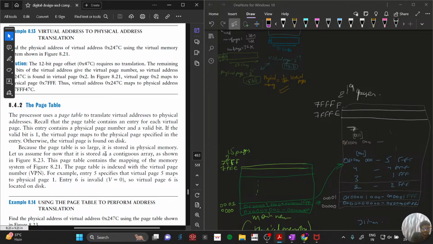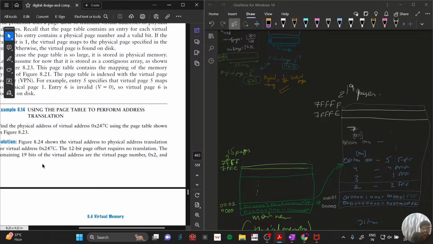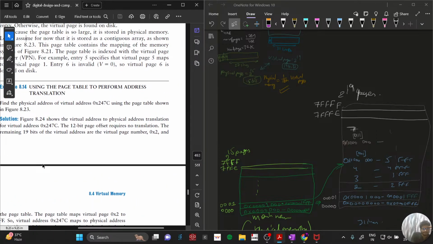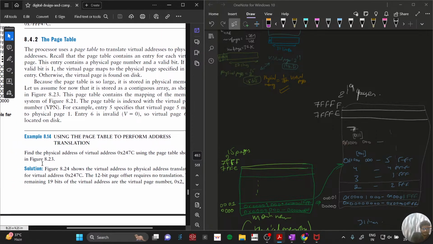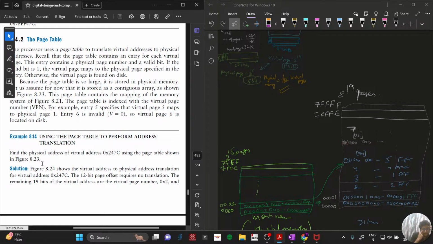The page table is so large that it is stored in physical memory. Let us assume for now that it is stored as a contiguous array, as shown in Figure 8.23. The page table contains the mapping of the memory system of Figure 8.21.